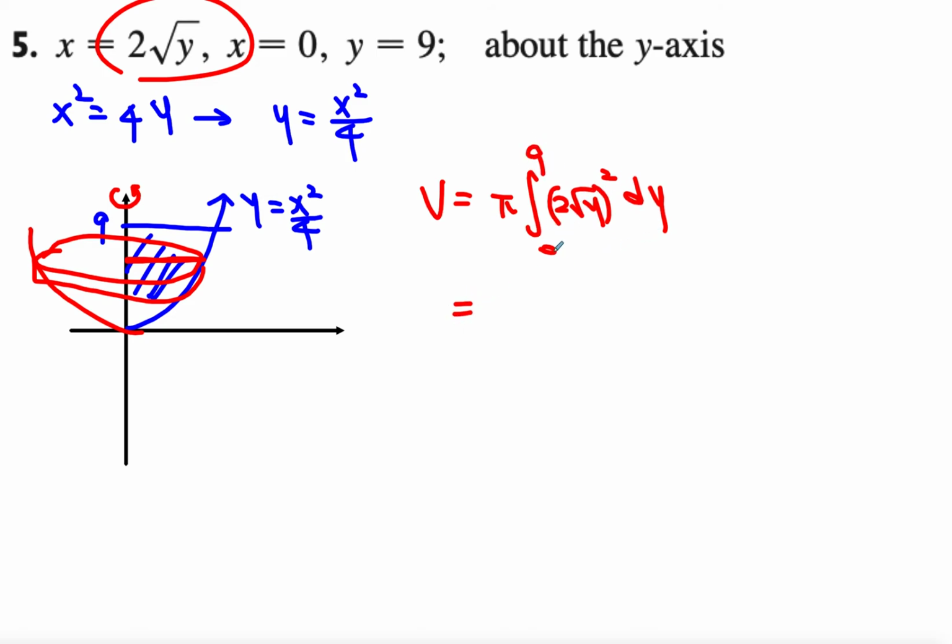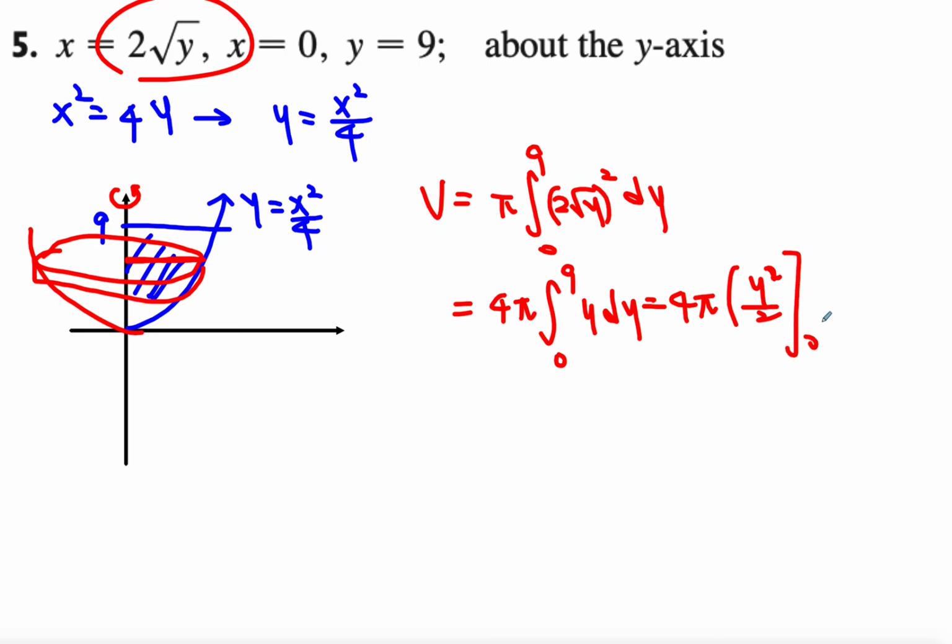Now when you simplify the expression, this becomes 4y, so we get 4 pi integral from 0 through 9 of y dy. Then here we get 4 pi y squared over 2, which goes from 0 through 9. When you plug in 0, everything becomes 0, so it's not a big deal. When you plug in 9, what do we end up getting? It's 81.